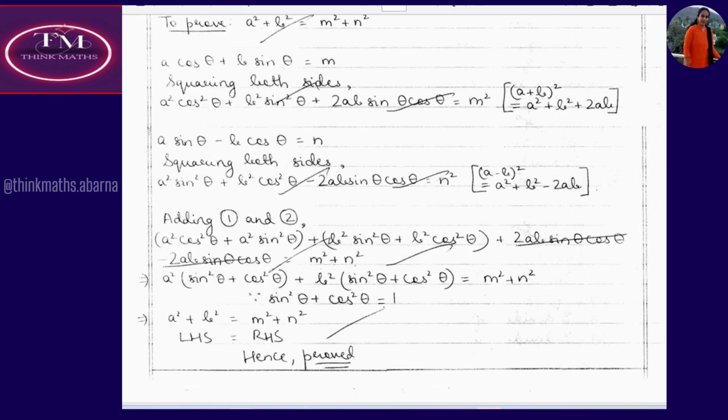Here some mistakes have been made. If a mistake is made or cancellation is done, just strike out with one line because this needs to be seen. 2ab sin theta cos theta minus 2ab sin theta cos theta has to be seen. So just strike out with a single line. Don't use more lines. Just strike it out with a single line. Okay, children?